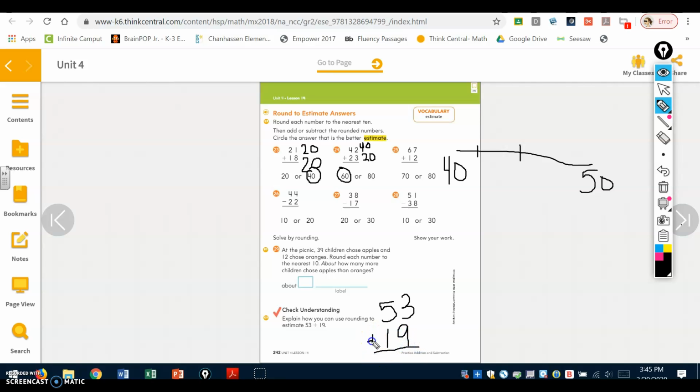equals, and then on this side I want you to show me what would 53 round to, what nearest 10? Well, that would be 50, so I'm going to write 50. What nearest 10 would 19 round to? Is it closer to 10 or is it closer to 20? Add my plus sign, my equal, so then what's 50 plus 20? That's how you're going to show your work on that one.